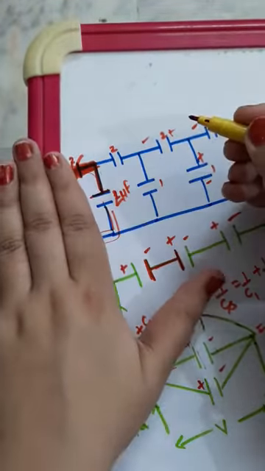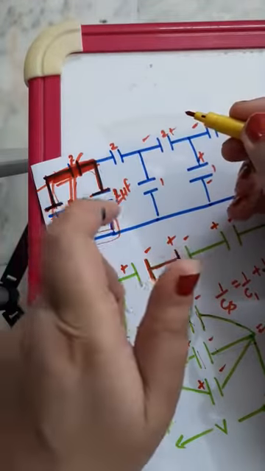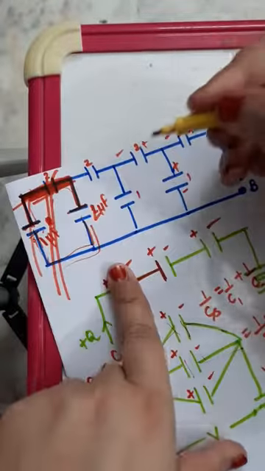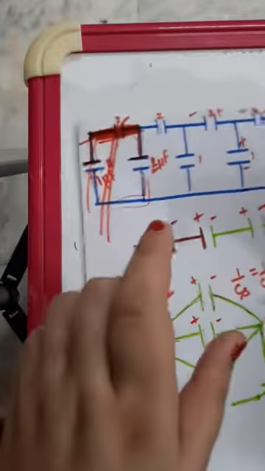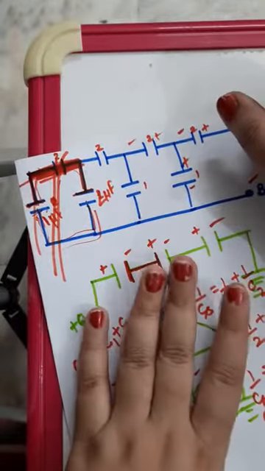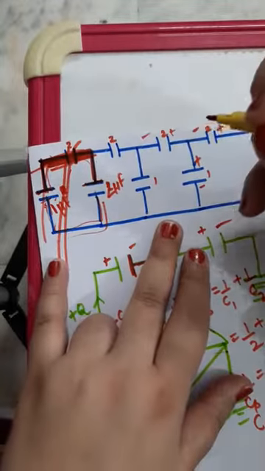Okay, so this is removed because you are finding eventually the equivalent capacitance and you are moving from the left hand side of the circuit. So now here we have come. Okay, so just have a look here.